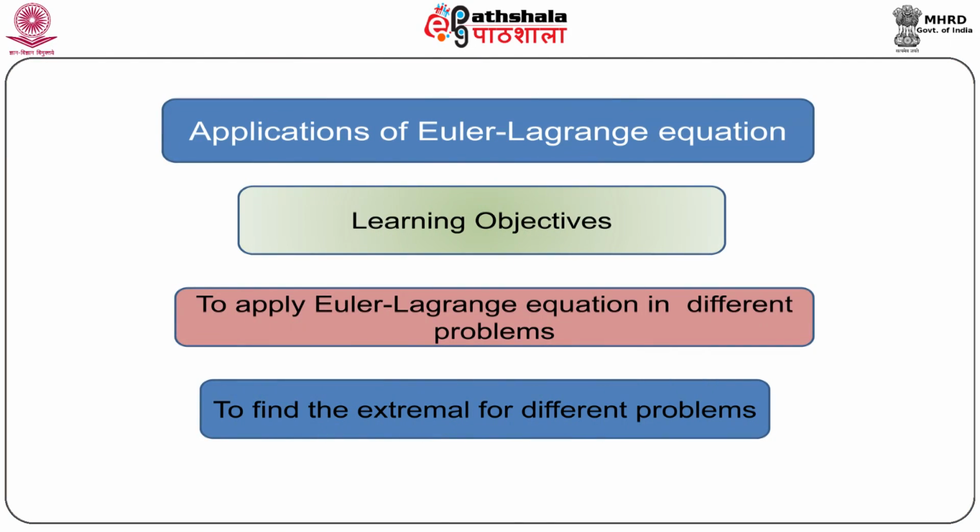It can be used in maximizing the lift of aeroplane wings, maximizing the strength of a pillar or beam or arc. It can be used in minimizing the air resistance on a bicycle helmet and many others. Now we shall discuss the different applications of Euler-Lagrange equations. In this module, we shall apply Euler-Lagrange equation in finding the extremal for different physical problems.